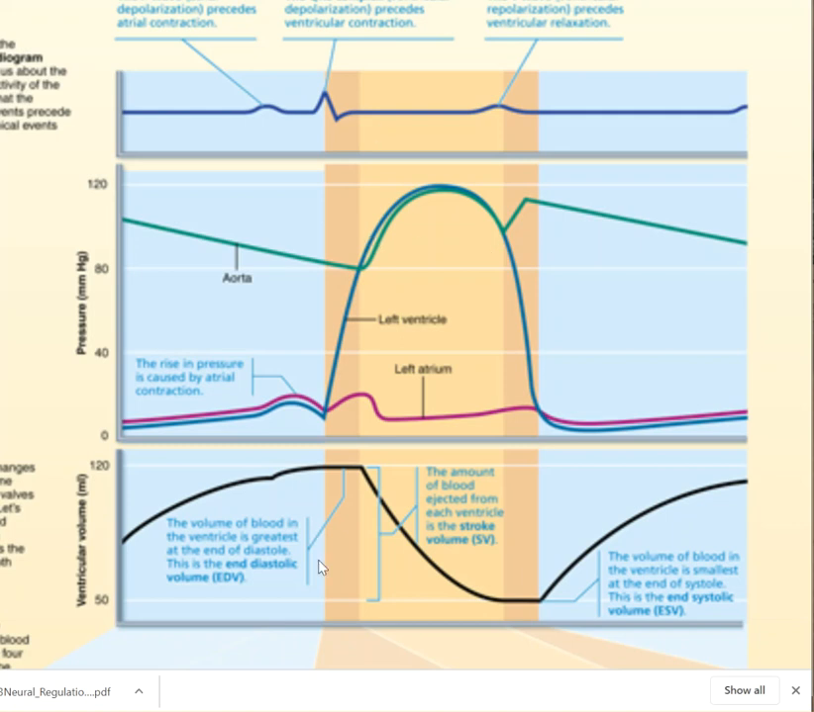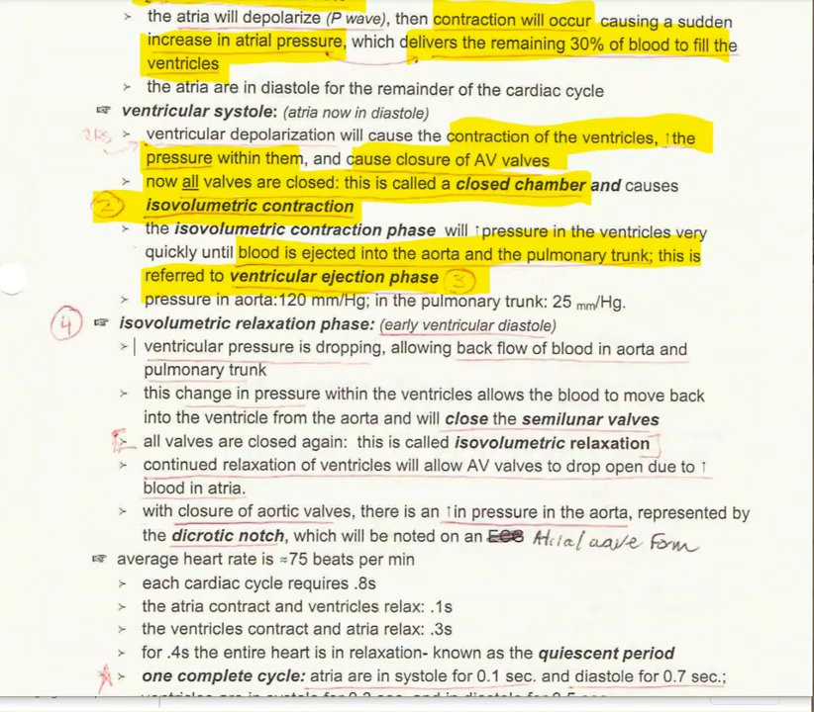Now let's go back and look at this last phase, which is this one here. We call this last phase the isovolumetric relaxation phase. Early ventricular diastole, which is relaxation. So the pressure in the ventricles is dropping. And so a couple different things happen. As that pressure goes down, we've ejected blood into the aorta.